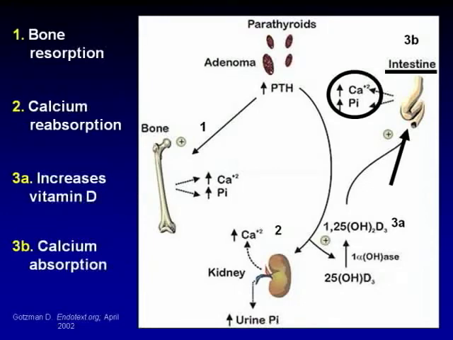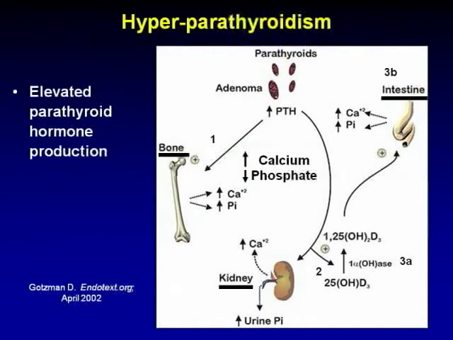PTH also acts on kidneys to cause increased calcium resorption to drive increased calcium in the blood. It turns out that PTH also acts to increase vitamin D levels that act on the intestine to increase calcium absorption, driving increased calcium in the blood. So these are the effects of hyperparathyroidism, increased calcium in the blood.